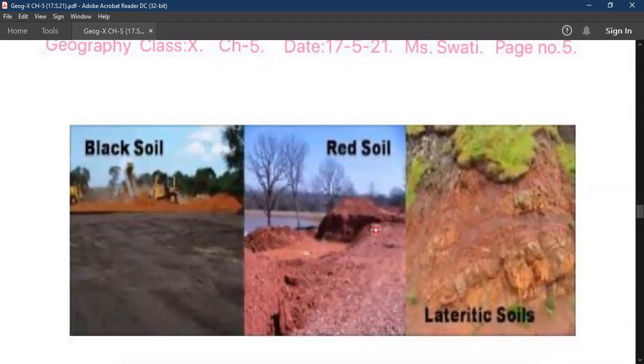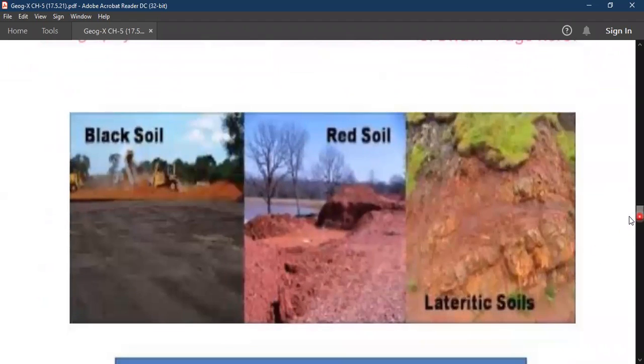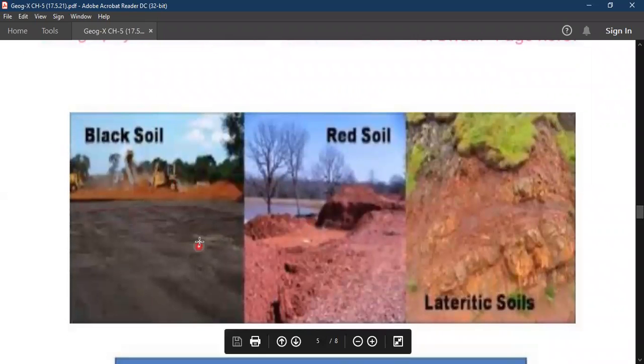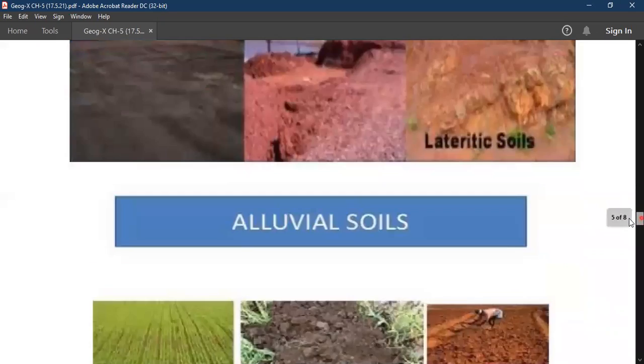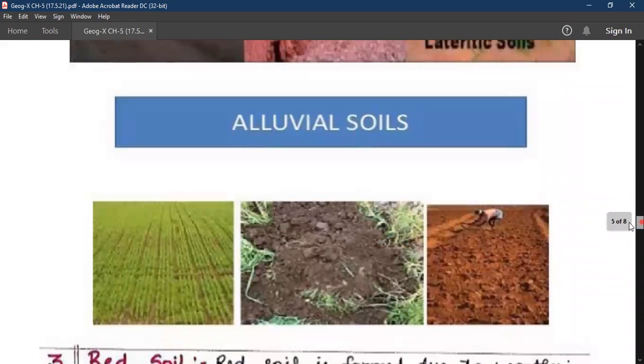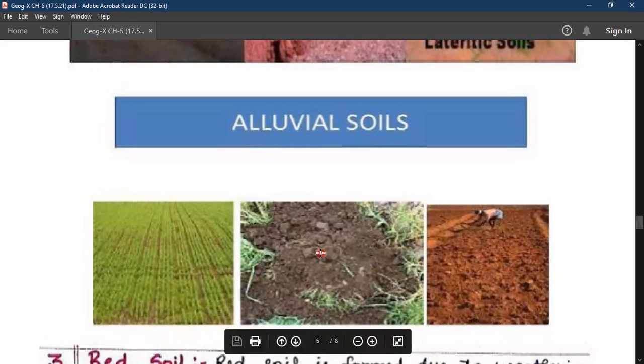Children, you can see the picture here showing the different types of soil. This is the black soil written here, the red soil and nitrite soil. Now this is the picture showing the alluvial soil, which is one of the most fertile soils, useful for growth of a variety of crops.